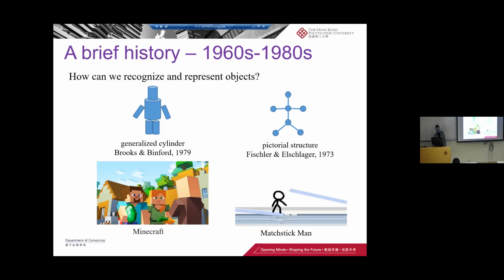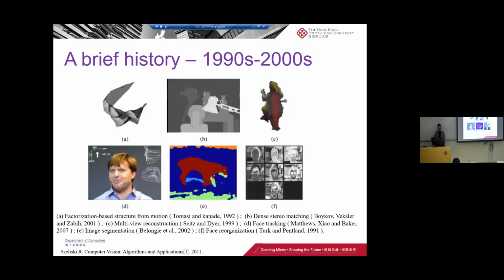However, later in the 1990s, we had more computational resources. The computers were becoming more powerful, and people were more ambitious. They were trying to recognize or build more complex structures of what you see through the camera. So there are some examples.